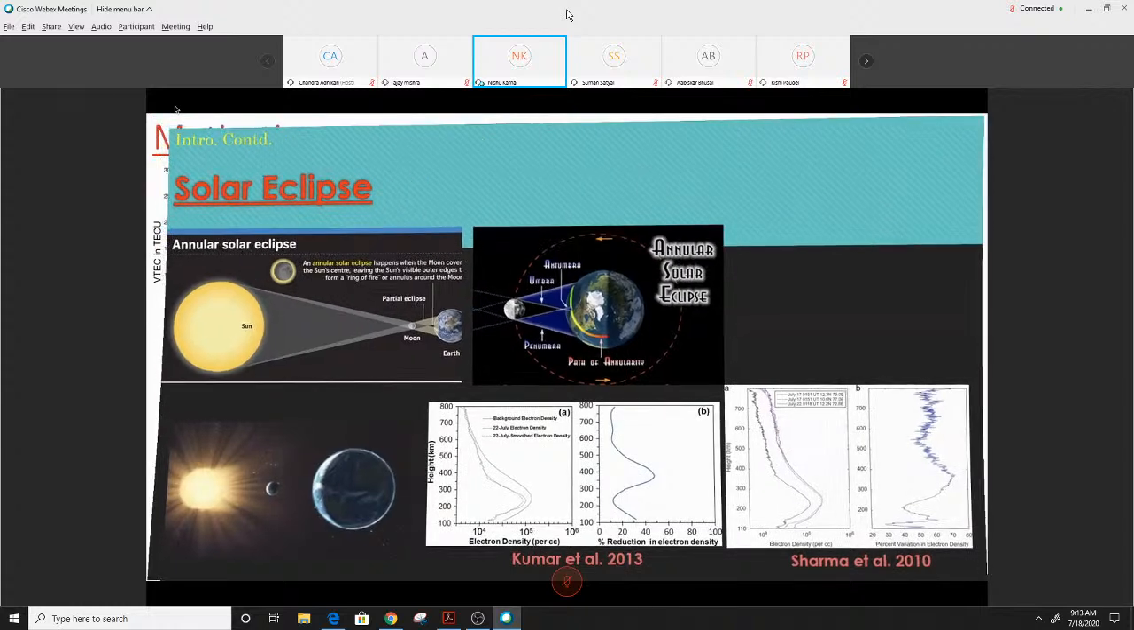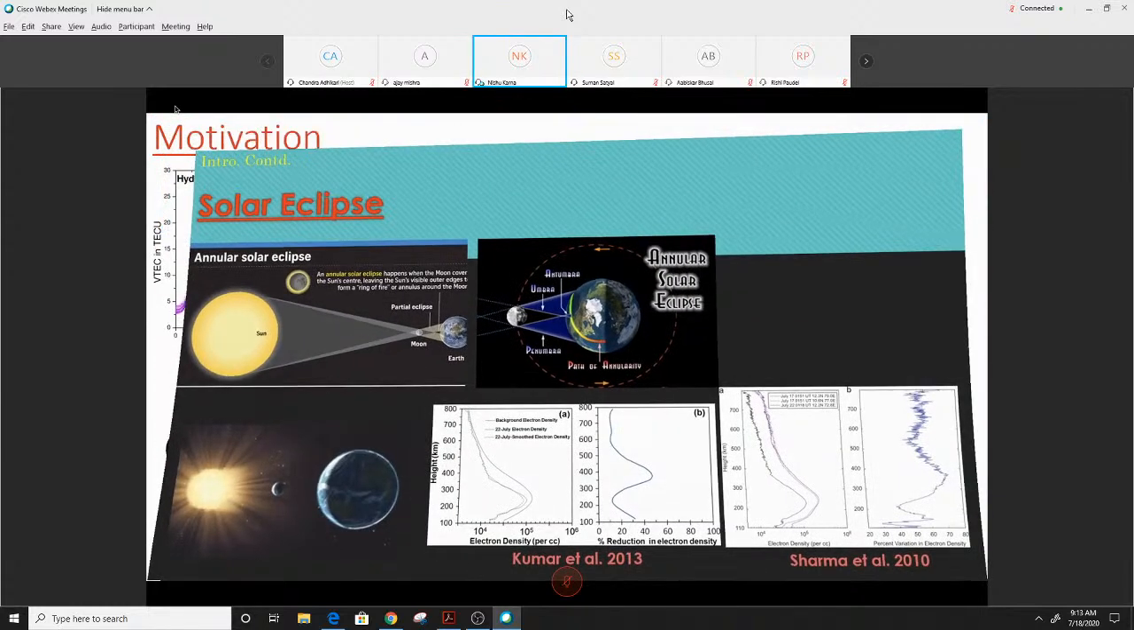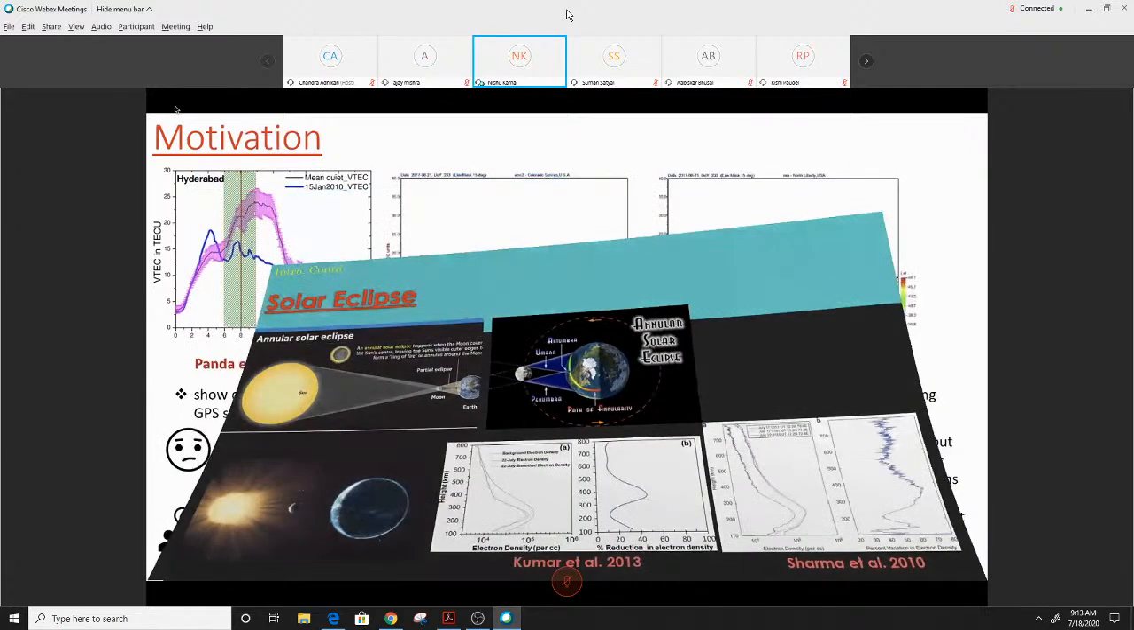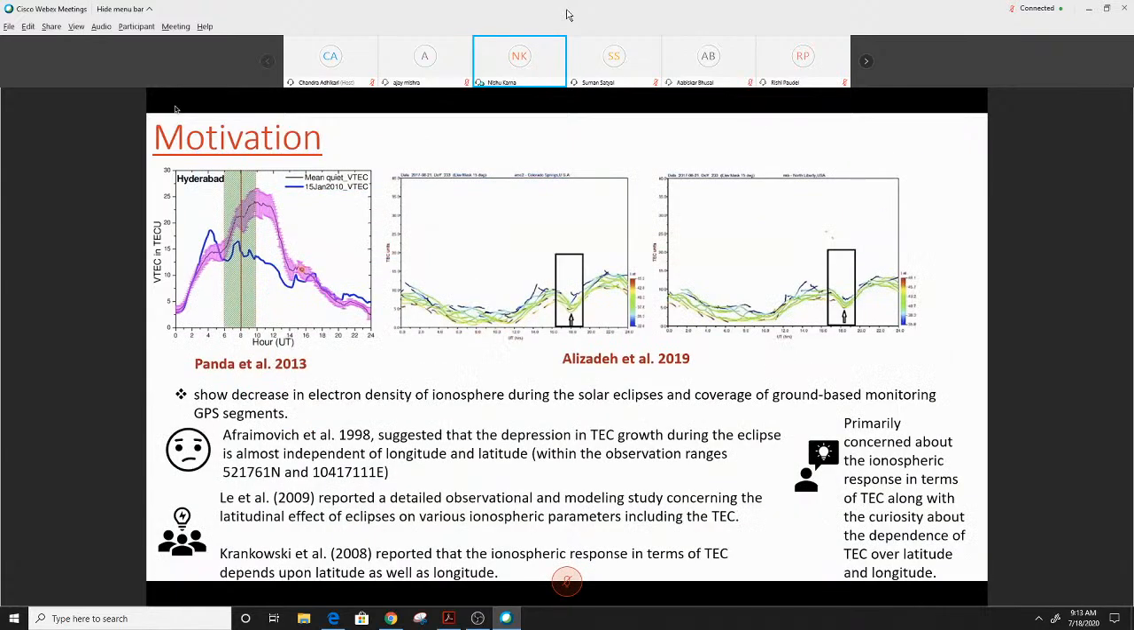For this work, a large amount of literature was reviewed, and almost all of it shows a decrease in electron density during the solar eclipse. In 1998, Abramovich suggested that the depression in TEC is actually independent of latitude and longitude. However, after 2008 and 2009, a large number of studies advocate for the latitudinal effect of the eclipse. With this curiosity, we were also concerned about the ionospheric responses in terms of TEC during the eclipse, along with the effect of latitude and longitude.